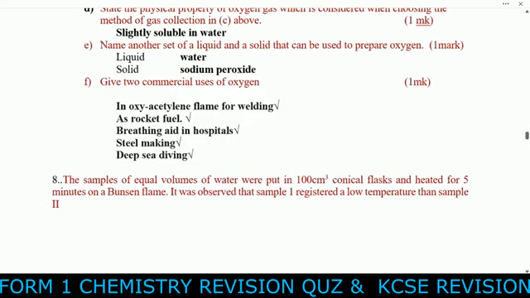Number F, give two commercial uses of oxygen. This one is also common. Oxygen is used for flame in welding, and also used as a rocket fuel. It is also used as a breathing aid in hospitals. Next, it is used for steel making. Next, it is used in deep sea diving.